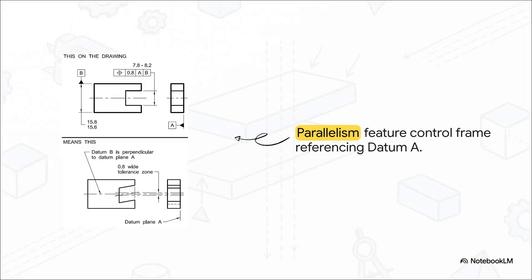Let's break down how this actually looks on an engineering drawing. In a standard feature control frame, you've got your parallelism symbol, followed by a numerical tolerance, let's say 0.8 for this example, and then the letter A. That specific callout establishes a 0.8 wide tolerance zone. But here's the really important part. That zone isn't just floating randomly in space. It is strictly locked at a 0-degree angle to datum plane A. So your manufactured surface has to fall entirely within those two theoretical, perfectly parallel planes spaced exactly 0.8 units apart.